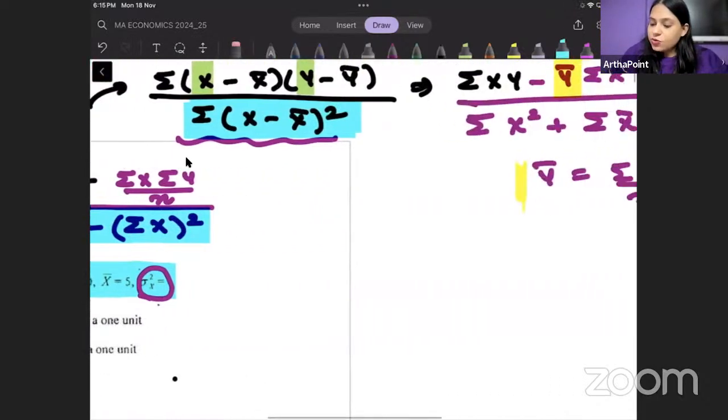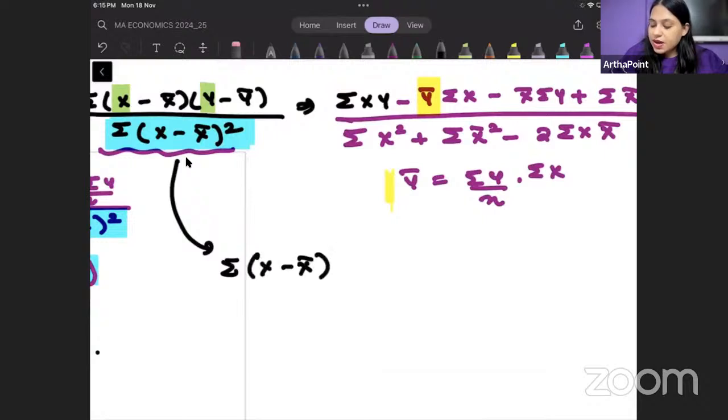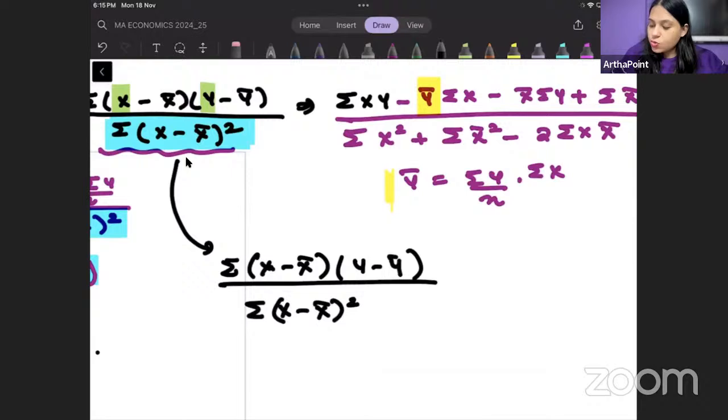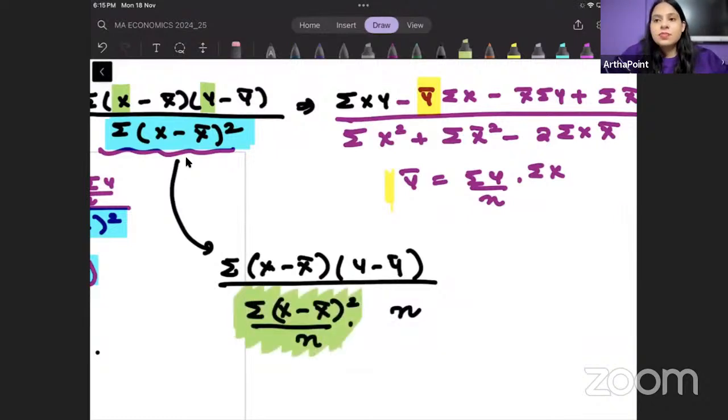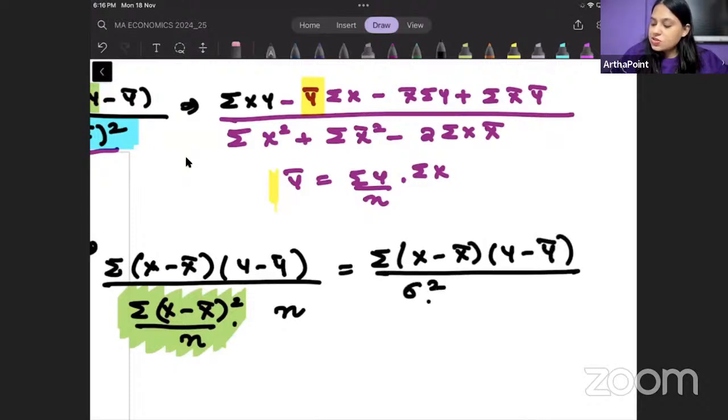So what can I go ahead and do? If I look here, can I do something like this? Summation x minus x bar, y minus y bar, and in the denominator I can just write summation x minus x bar whole square, divide and multiply by n. Then I will get this as the variance of x, isn't it? So then this can be written as summation x minus x bar, y minus y bar upon, this will become the variance of x into n. Now you can open this up.